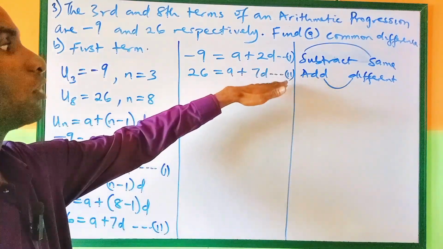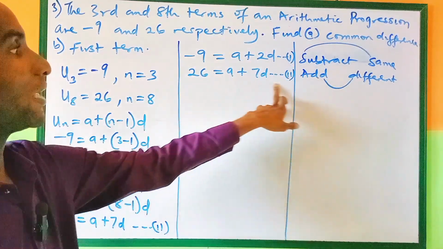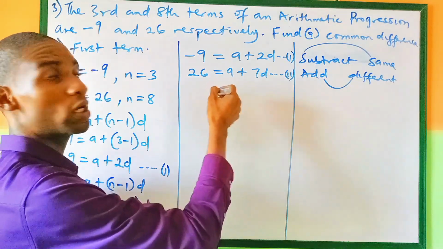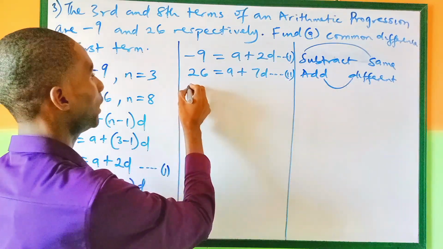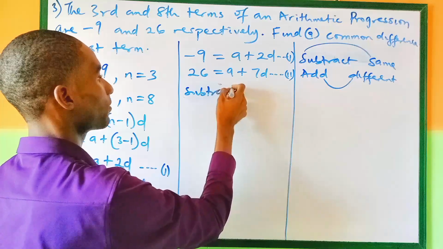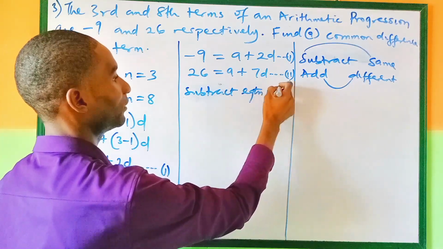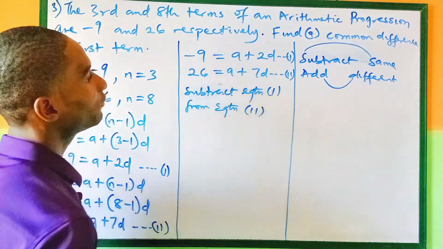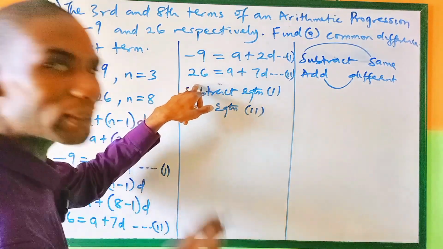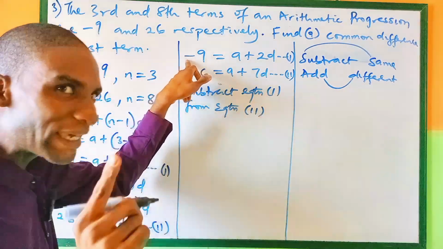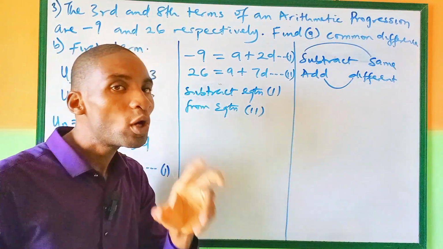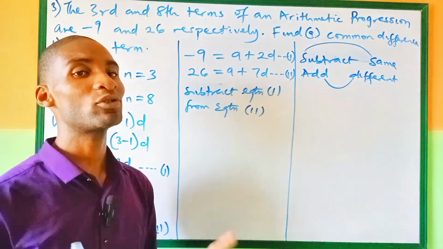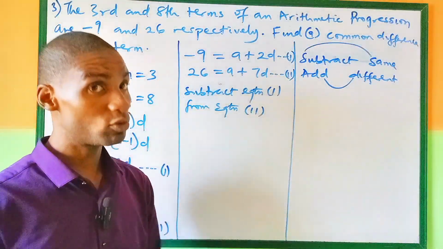You subtract the smaller value from the bigger. Can you see that equation 2 is bigger than equation 1? So you just say subtract equation 1 from equation 2. So if that is the case, now be very careful. When you see negative, be very careful not to misplace the signs. Many students will make mistakes with the sign and they will not get the answer.